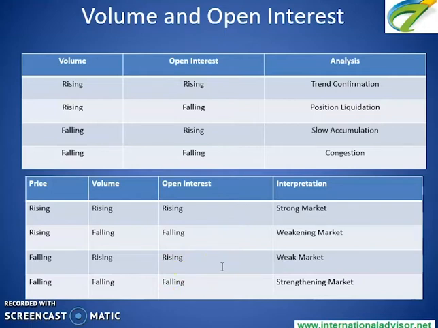And if the price is falling, but volume and open interest are both rising, still it's a weak market because it's a bearish market. Price is going down. But if price is falling and volume and open interest are all falling, it's not a weakening market. Basically, the market is taking a breath for the next move, and it's a strengthening market instead.